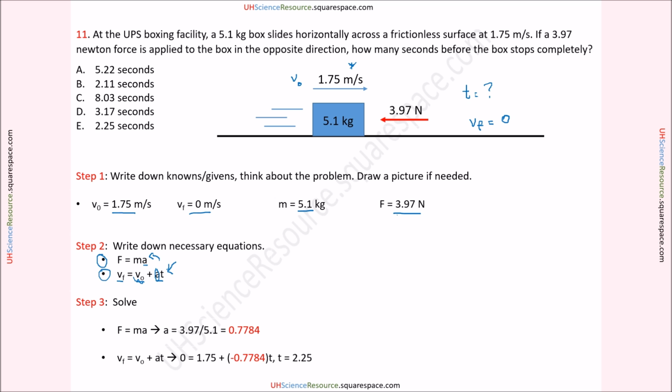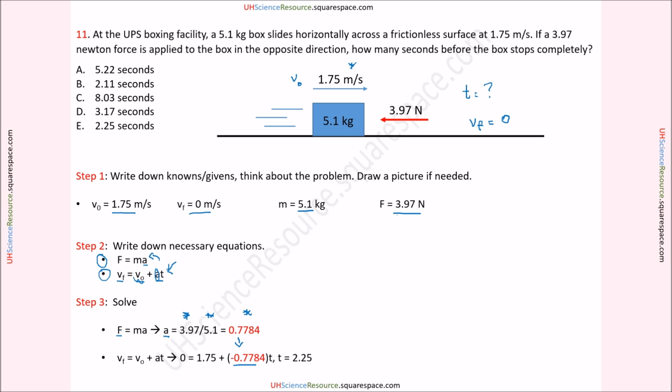If we use F equals ma, we can figure out the acceleration by dividing the force by the mass. So we have the force as 3.97, the mass of the box is 5.1, and so we're applying a 0.7784 acceleration in the opposite direction of the velocity. And that's going to be indicated by the negative sign. Now that we have the acceleration, we can plug it into the velocity equation.